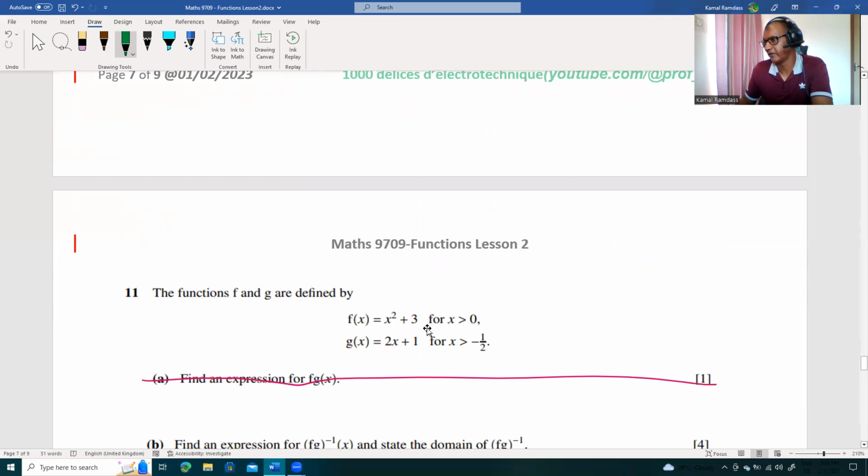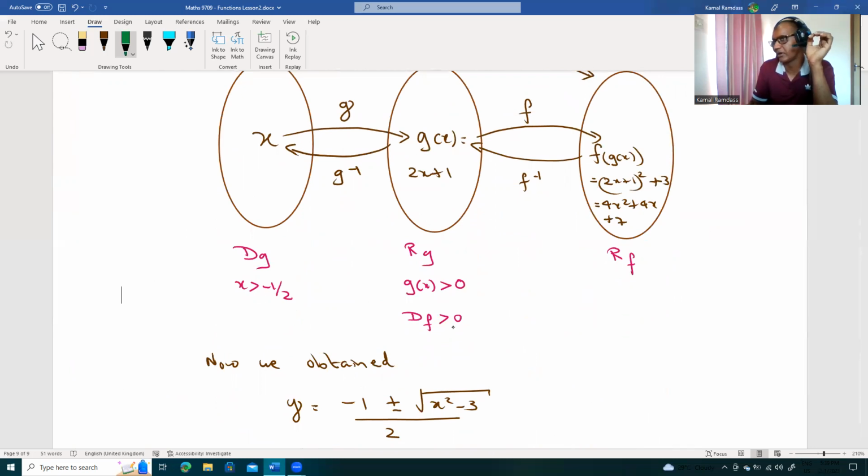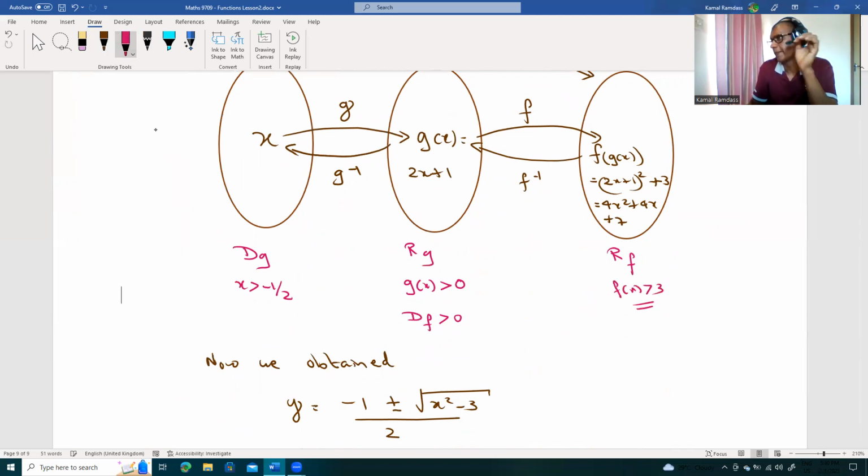The range of f, OK, x greater than 0, ça veut dire nous remplace 0 dans les 3. F of x greater than 3. Greater than 3. Parce que ici, si greater than 0, ça veut dire si nous remplace ça 0, il est plus grand que 2.